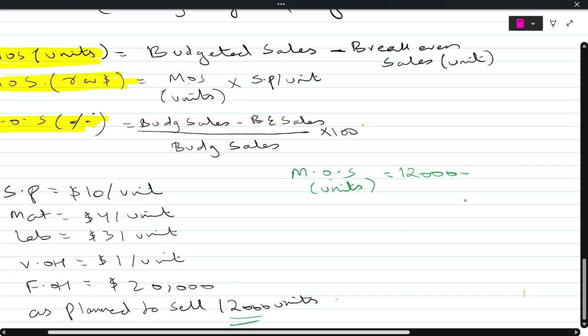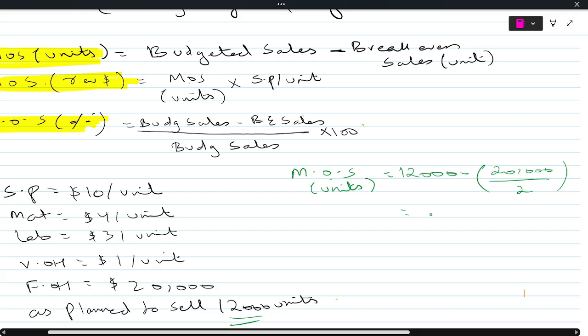So break-even sales, you guys know, you're going to take the fixed overhead, 20,000, divided by the contribution per unit, which is 10 minus 4 minus 3 minus 1. That's going to be $2. So 12,000 minus 20,000 over 2. 20,000 divided by 2 is 10,000. 12 minus 10 is 2,000. So in terms of units, we have 2,000 units.